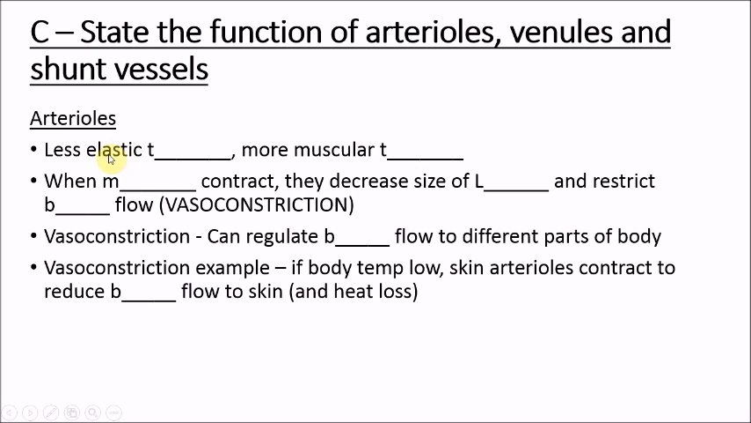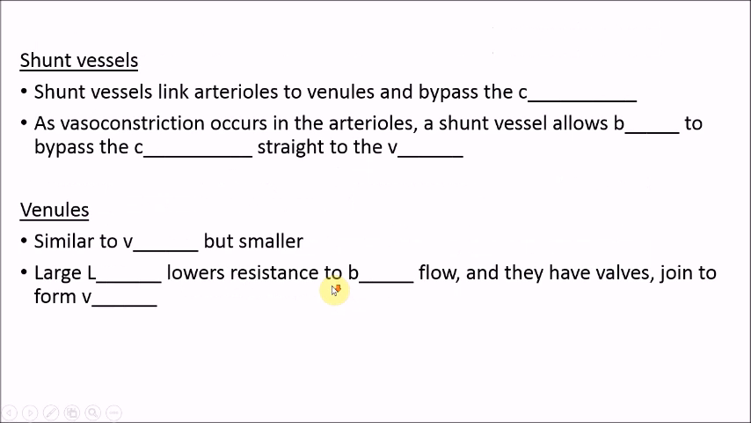The next thing I want to talk about is the arterioles. Now, they're a little less elastic than the arteries. They're like mini versions of the arteries. When the muscles contract, they decrease the size of the lumen and restrict blood flow. This is vasoconstriction. Vasoconstriction can regulate blood flow to different parts of the body. The example of vasoconstriction is if the body temperature is low, skin arterioles will contract to vasoconstrict, and that will reduce the blood flow to the skin and therefore reduce heat loss.